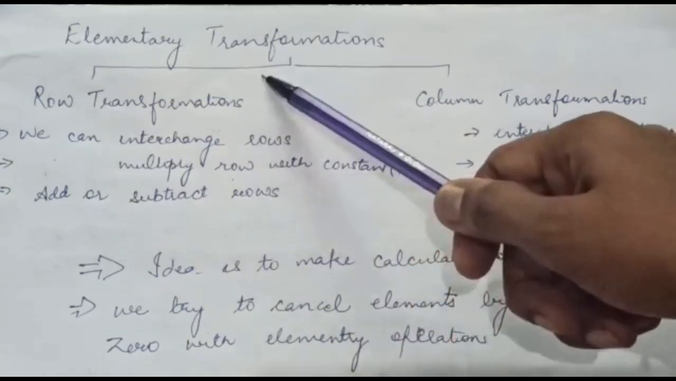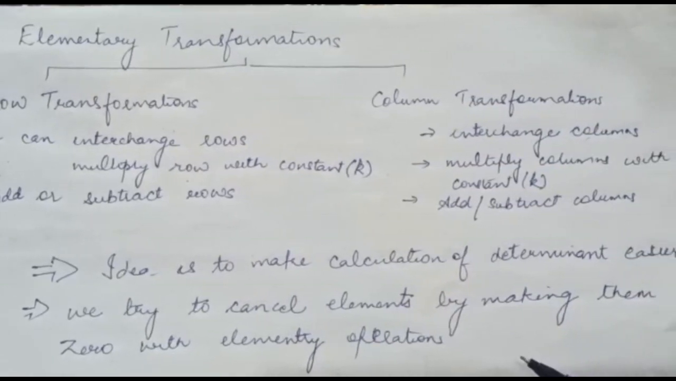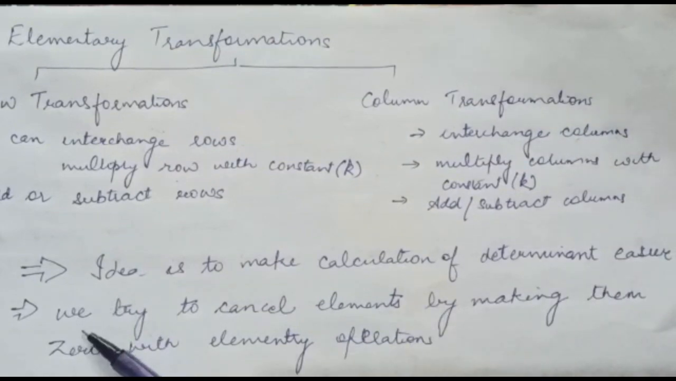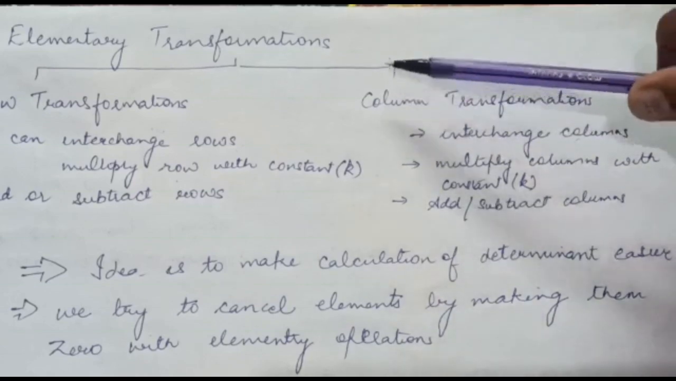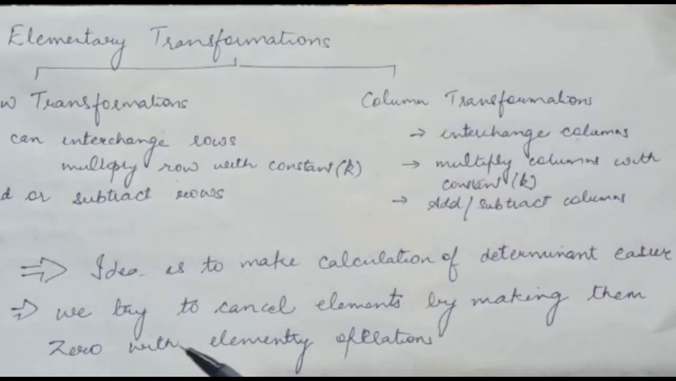So why do we need elementary transformation? The idea is to make the calculation of determinant easier. What we do, we try to cancel the elements by making them zero with elementary operations. You have seen that if in a matrix there is 1 or 0 or very small numbers, the calculation becomes easy. So what these elementary transformations do, we just try to reduce our elements generally to 0 so that our calculation part becomes easier. Let us see this with the help of an example.